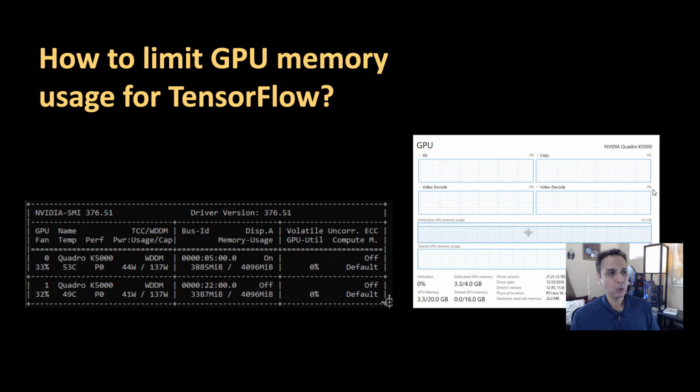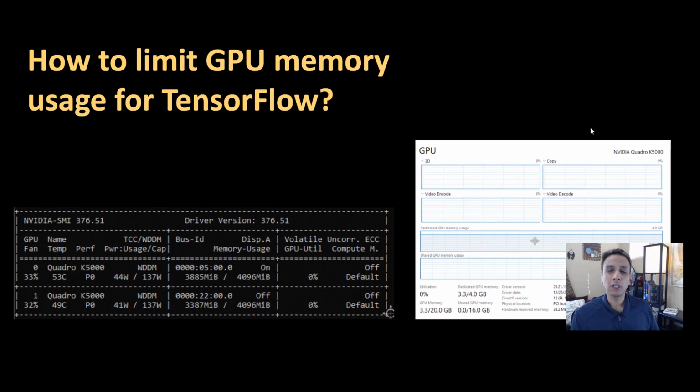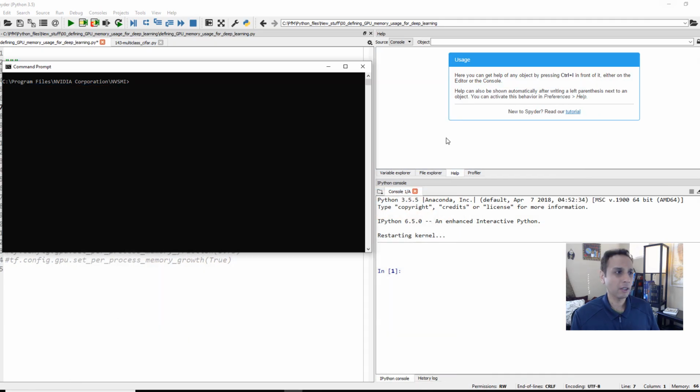Now, the two ways are one using your command line interface, which you see on the left-hand side here, and the other just using your task manager, so you can have a visual look at how much GPU usage you have. So let's first jump into our command line. So let me exit out of this screen.